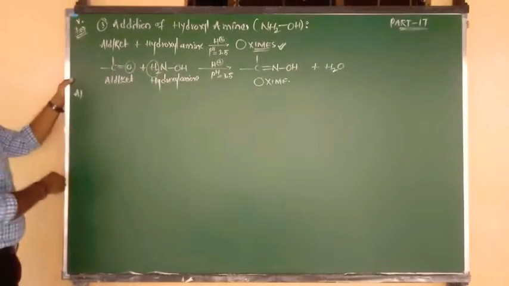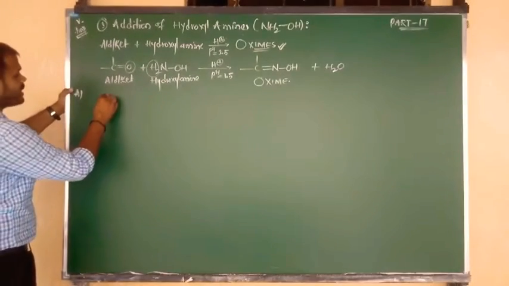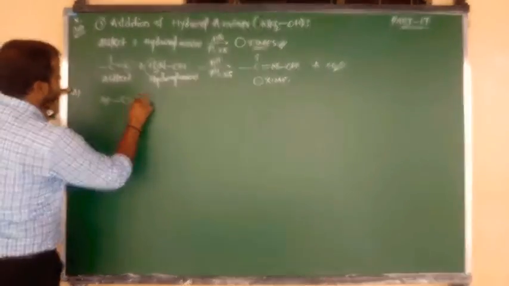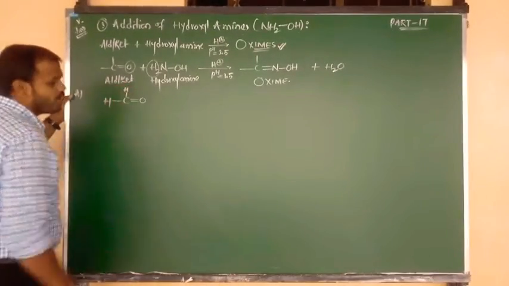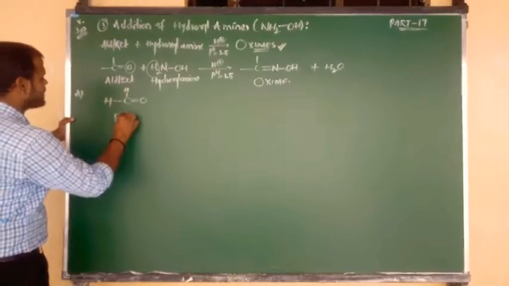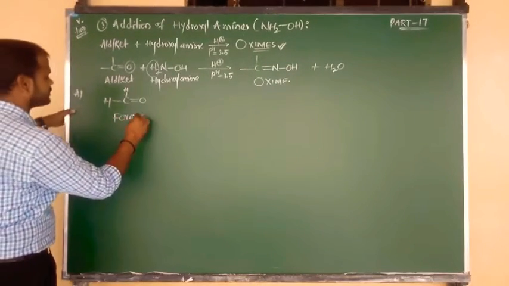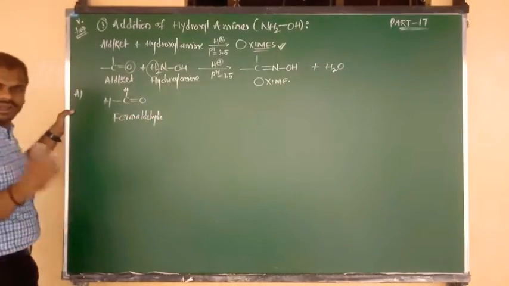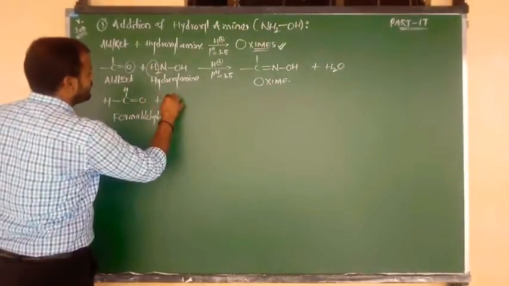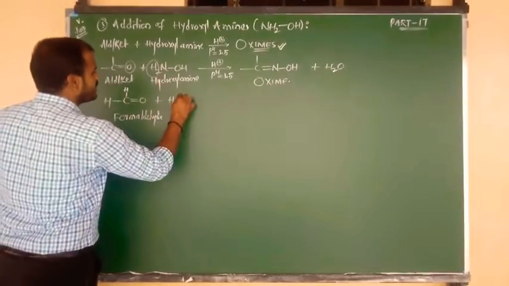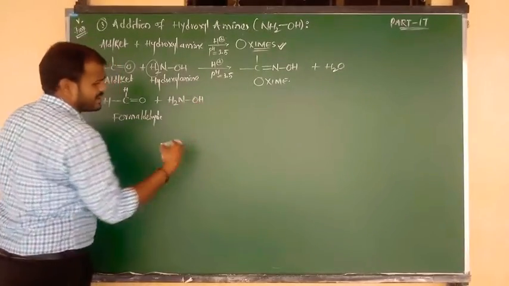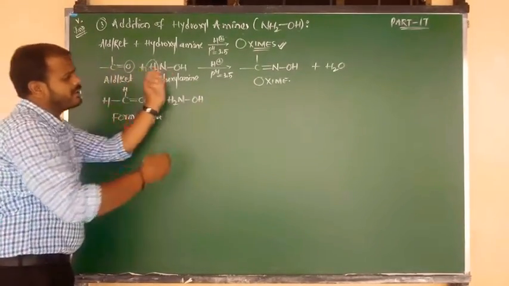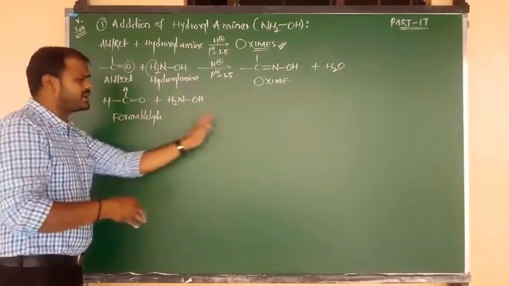So first of all I am going to take formaldehyde. What is the formula of formaldehyde? H bonded to CHO, and we can also say H bonded to C double bond O bonded to H. What is the name of this compound? Formaldehyde. Formaldehyde on addition with hydroxylamine, the formula is H2N bonded to OH, or simply you can write NH2OH as you wish. I am writing it like that just to remove the water molecule easily. Otherwise you can write NH2OH directly.